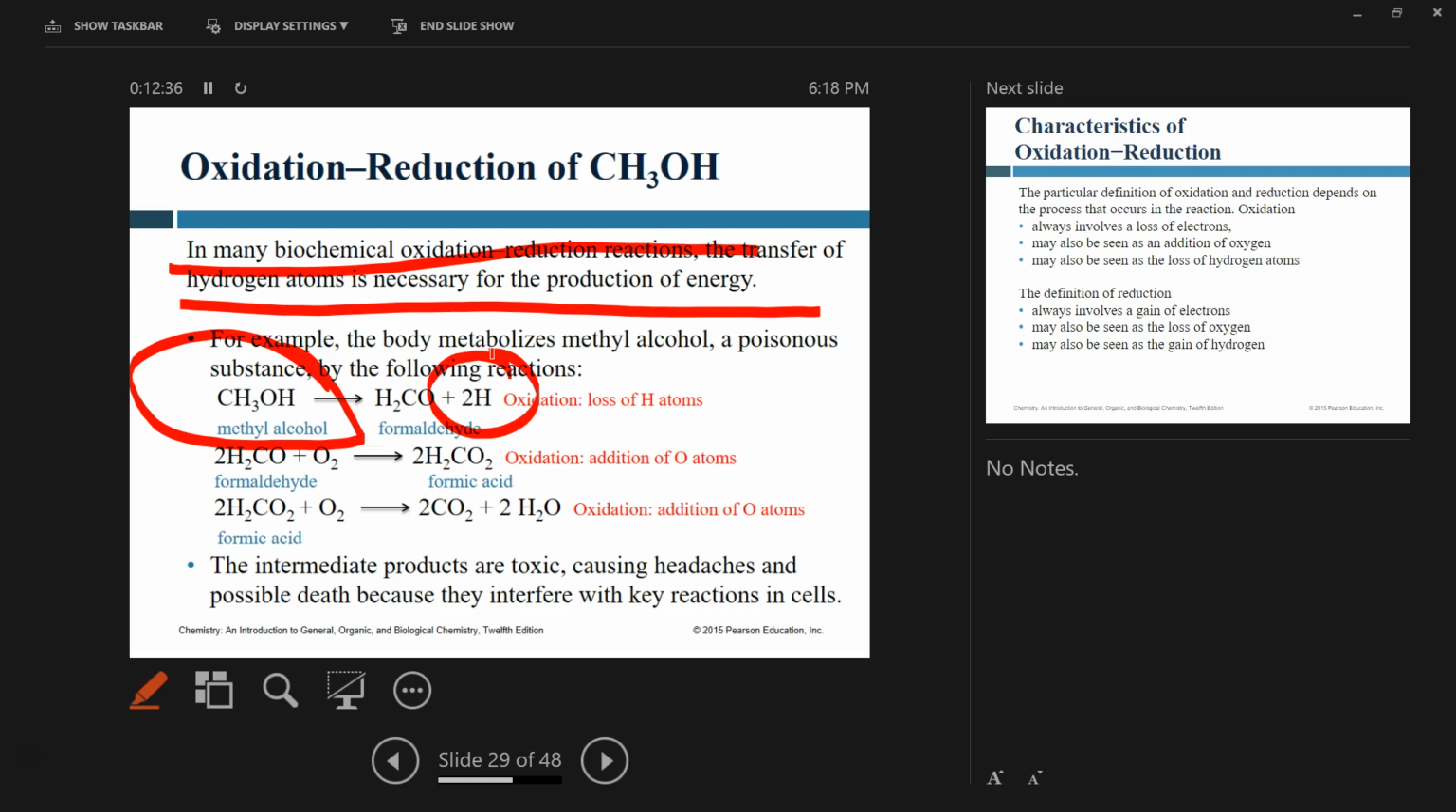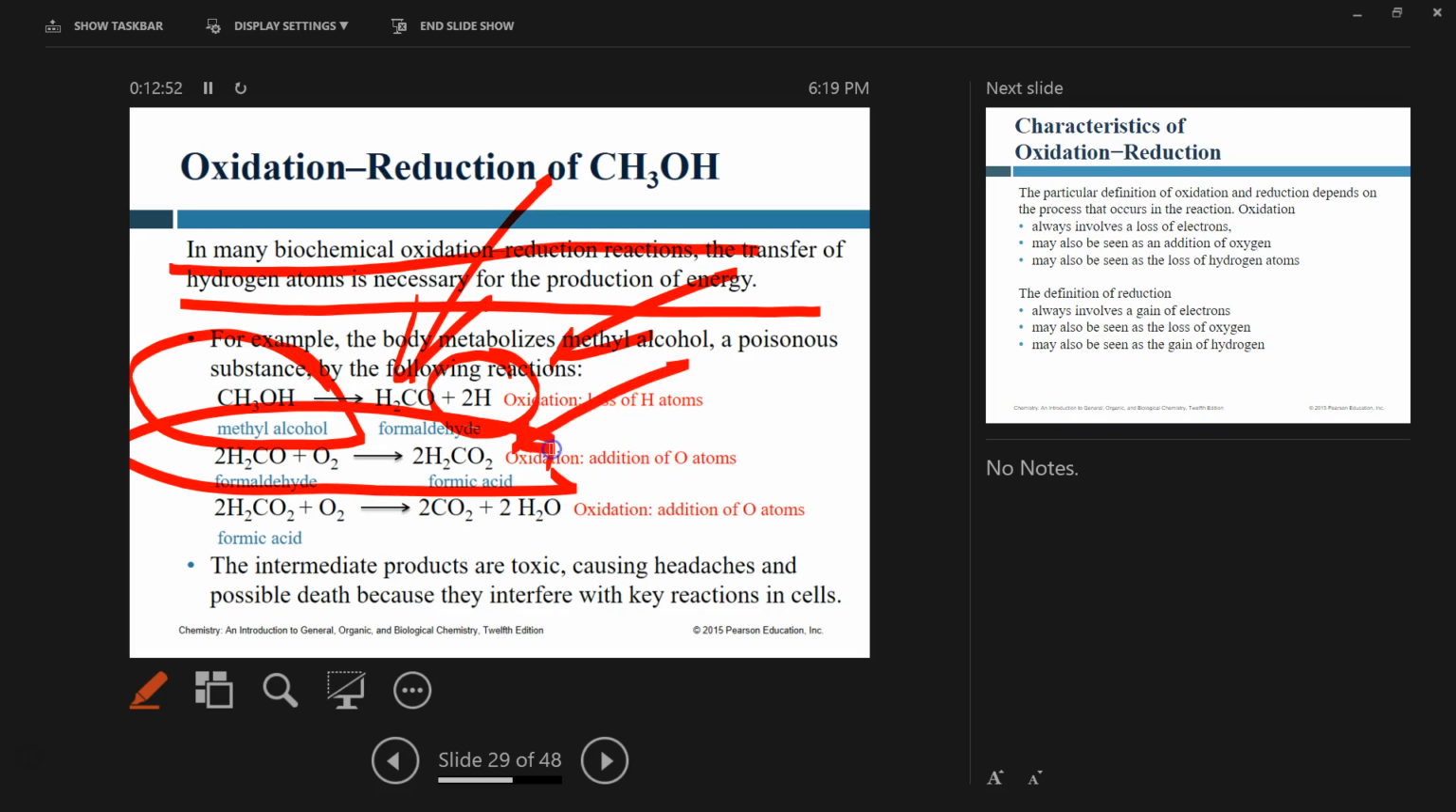These hydrogen atoms then can be used in the process of respiration. It's not the point. Formaldehyde, this molecule right here, can be further oxidized into formic acid by adding oxygen. And then formic acid can be further oxidized by adding oxygen into carbon dioxide.